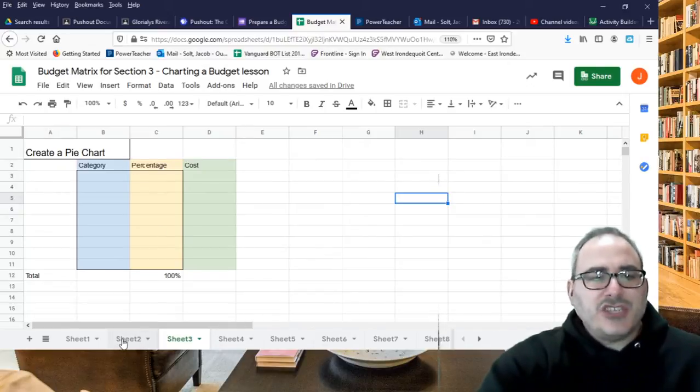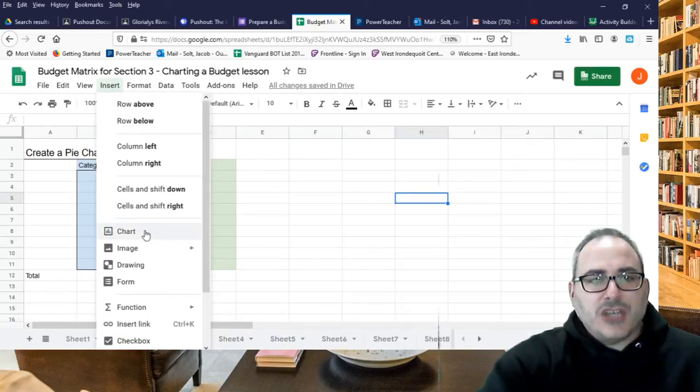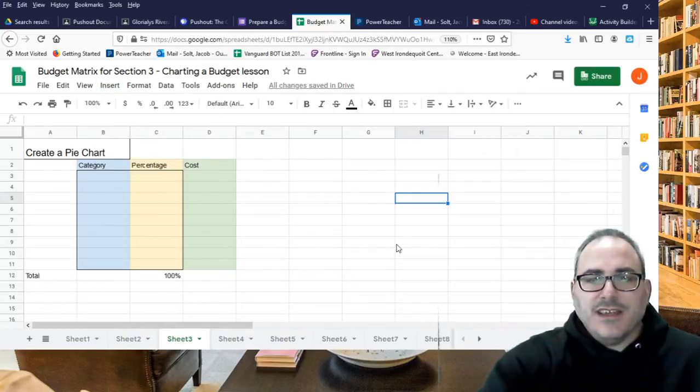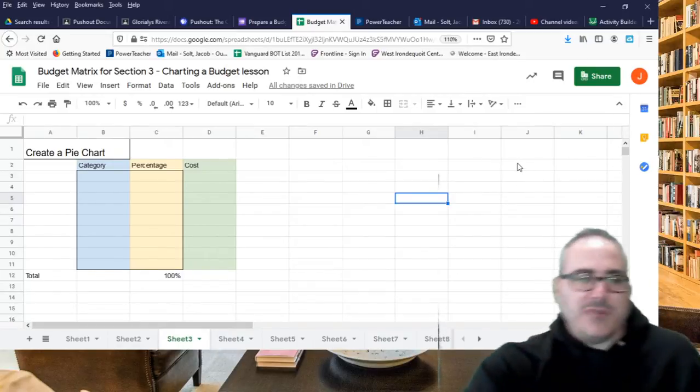Okay, so here's sheet 3. In sheet 3, you're going to create a pie chart. You're going to create categories, put the cost, and then calculate the percentages. Once you calculate the percentages and have them next to the categories, you're going to be able to create a, let's see, we're going to insert a chart. You'll click on Insert Chart, and Google Sheets will eventually think about showing me a list of options.